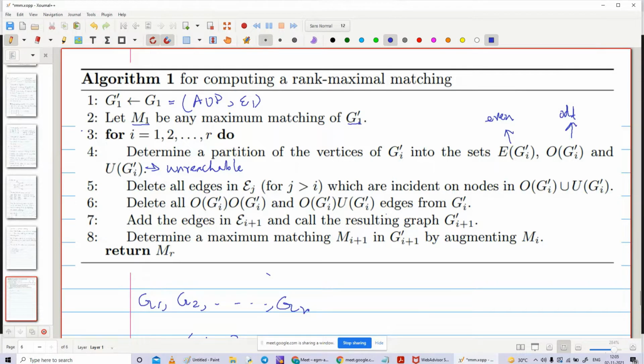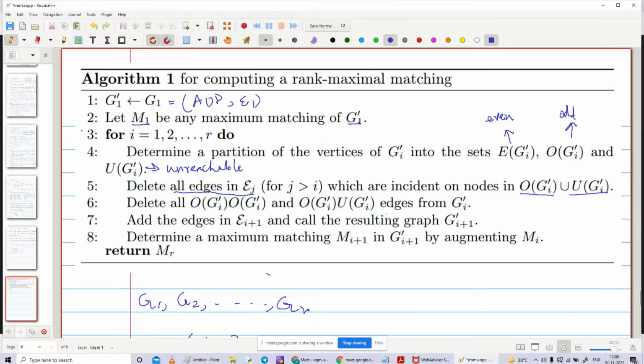So this is a for loop. Inside the for loop, for I equal to 1 to r, you first partition G prime I into even, odd, and unreachable, because you already have the matching Mi of G prime I. Then you delete all the edges Ej such that j is strictly greater than I, that is I plus 1 onwards, incident to the vertices of O of G prime I and U of G prime I. So you take all the odd and unreachable vertices of G prime I and remove the edges of higher rank, that means edges of rank J where J is strictly greater than I, so J can be from I plus 1 to R.